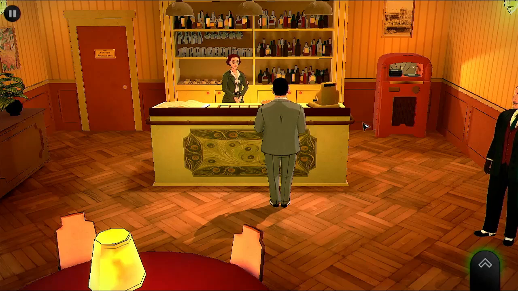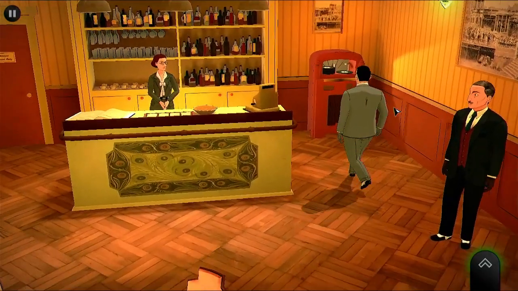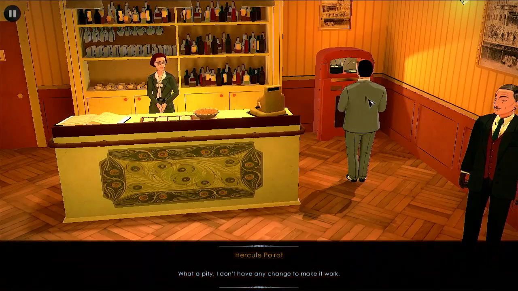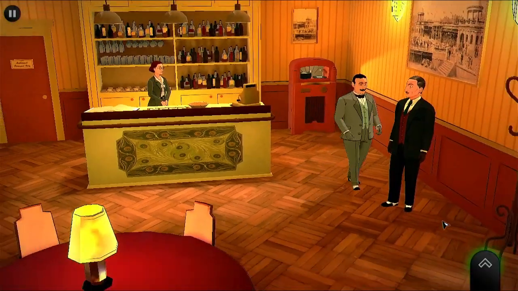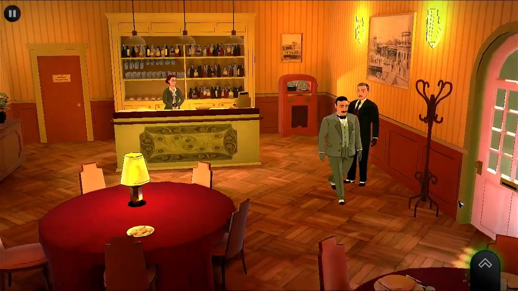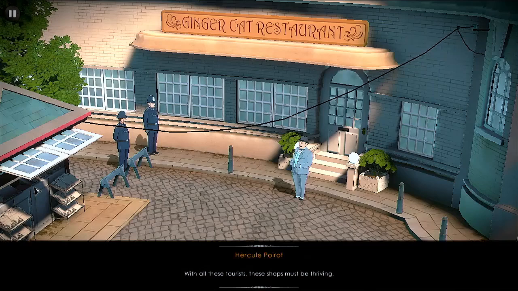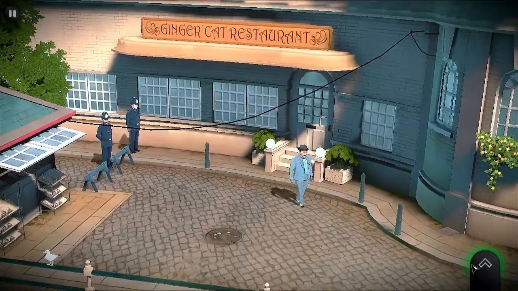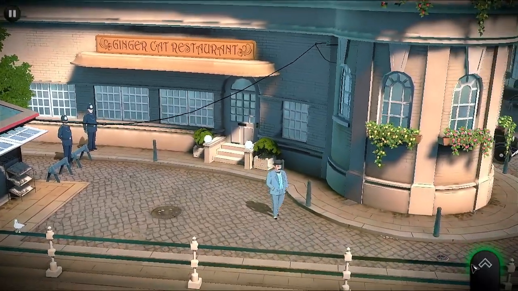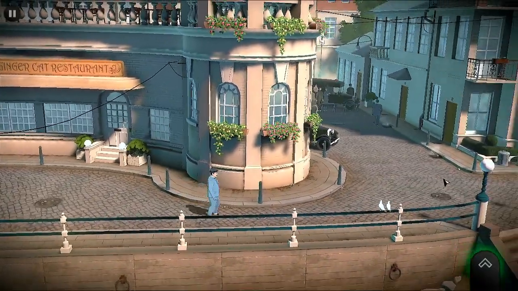I went and got myself a little snack. I was flagging. Oh, what's this? What a pity. I don't have any change to make it work. Oh, man, I'm going to eat biscuit. Let's have a look at the newsstand. All these tourists. These shops must be thriving. Okay, let's go. I went and grabbed some tuck out the cupboard. The cheese sandwich one because it's superior.